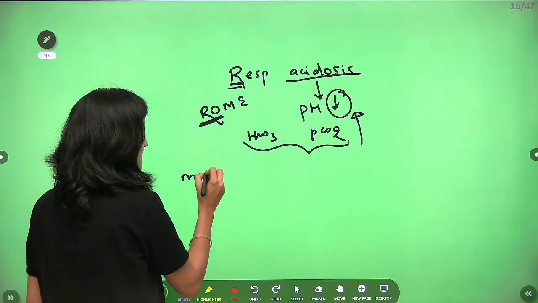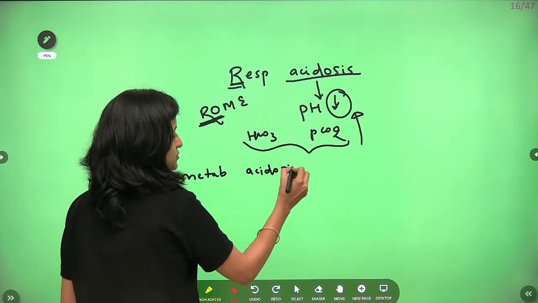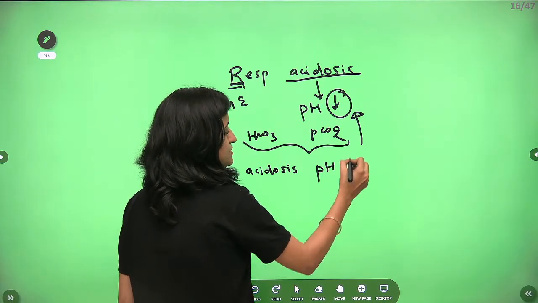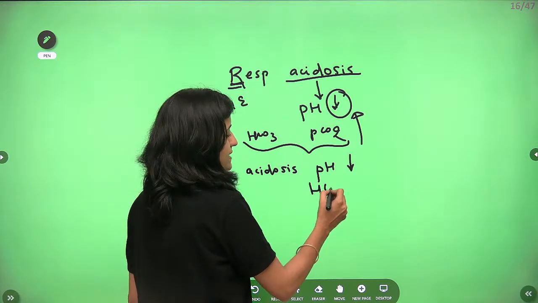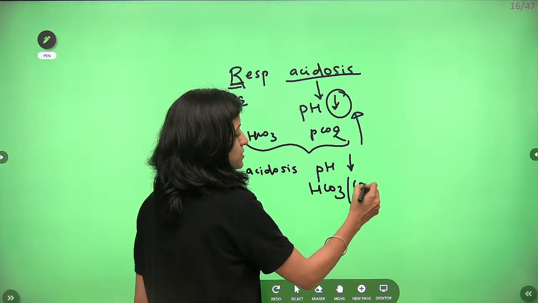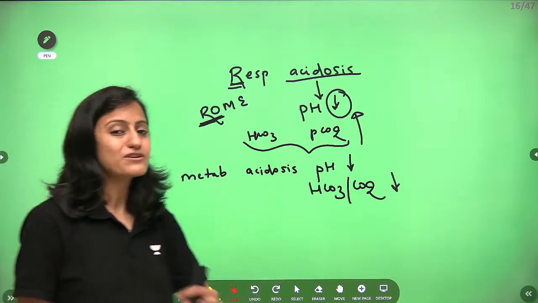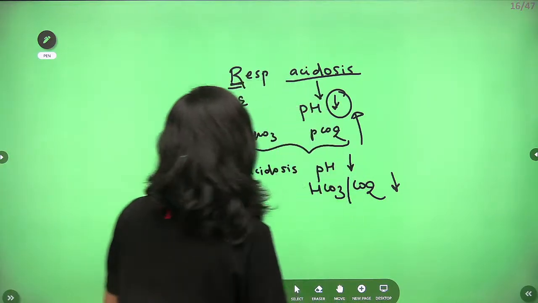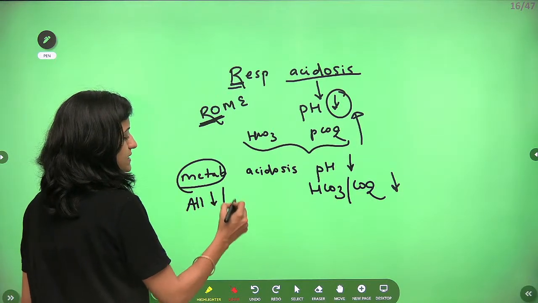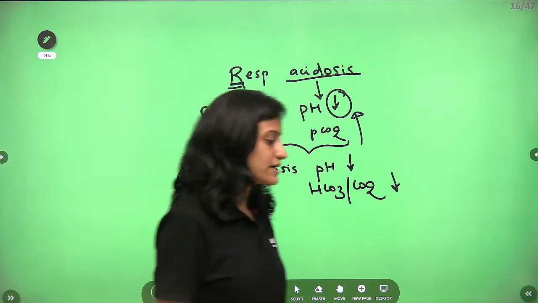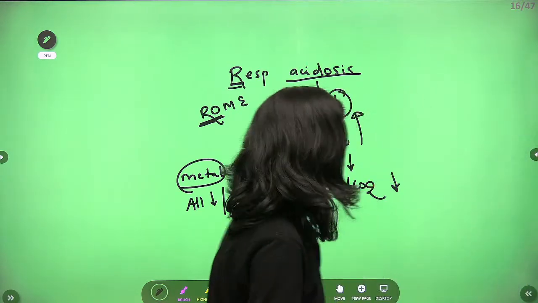If it is metabolic acidosis, in that case the pH will decrease because it is acidosis. What happens to bicarbonate and PCO2? They both go together. Metabolic is equal. Equal means everything goes in the same direction. So remember, in your metabolic disorders, it is all decrease or all increase. We are talking about after the compensation, right?